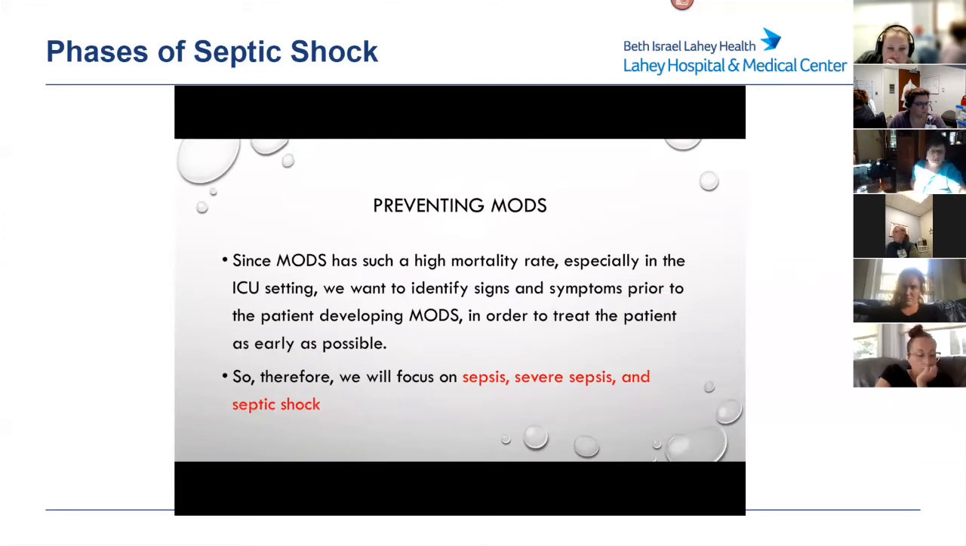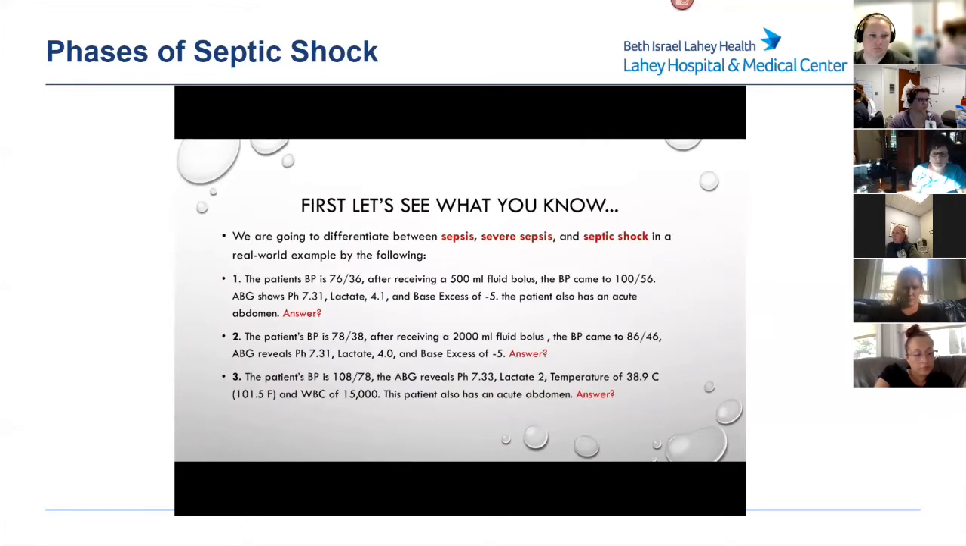Since MODS has such a high mortality rate, especially in the ICU setting, we want to identify signs and symptoms prior to the patient developing MODS in order to treat the patient as early as possible. Remember, sepsis, severe sepsis, and septic shock is what you need to focus on in this video. First, let's see what you know. We're going to differentiate between sepsis, severe sepsis, and septic shock in a real-world example.